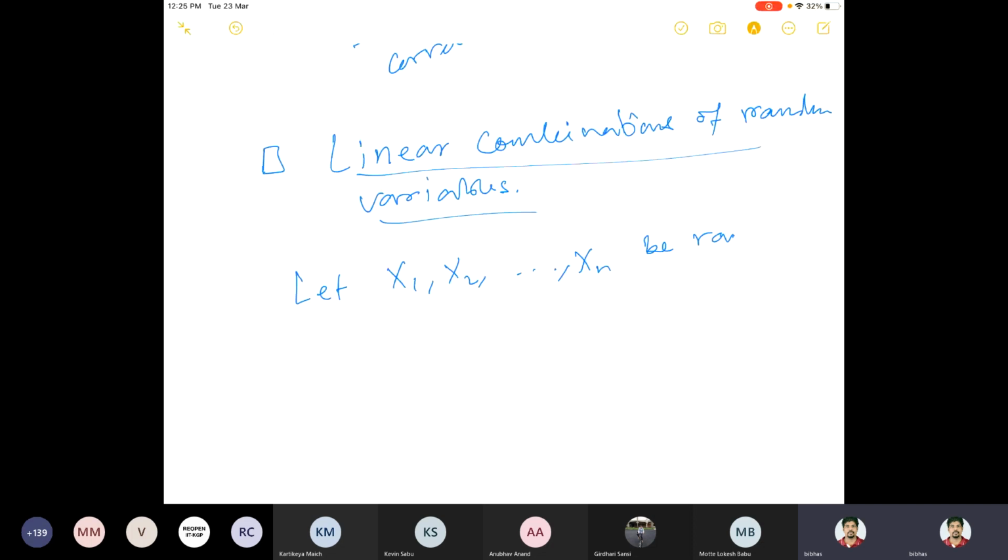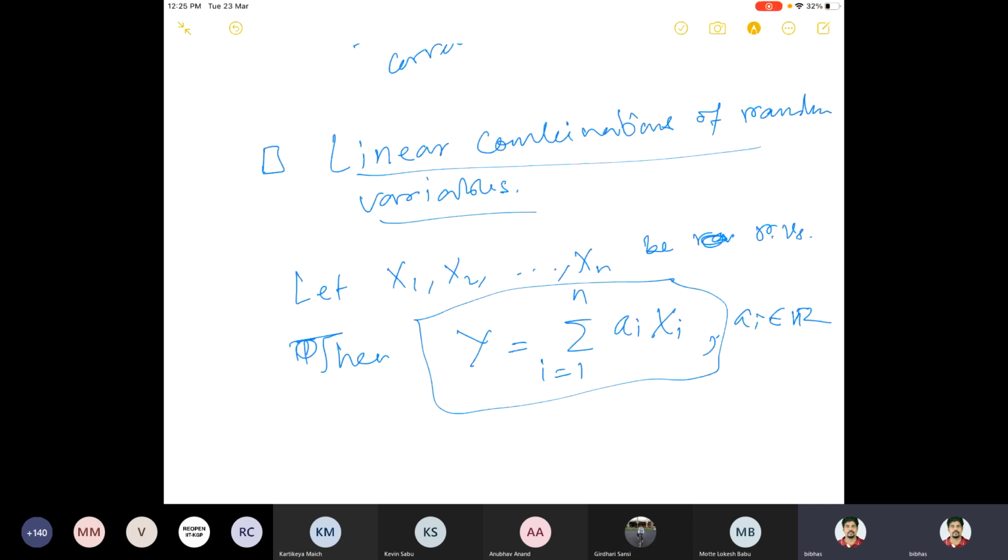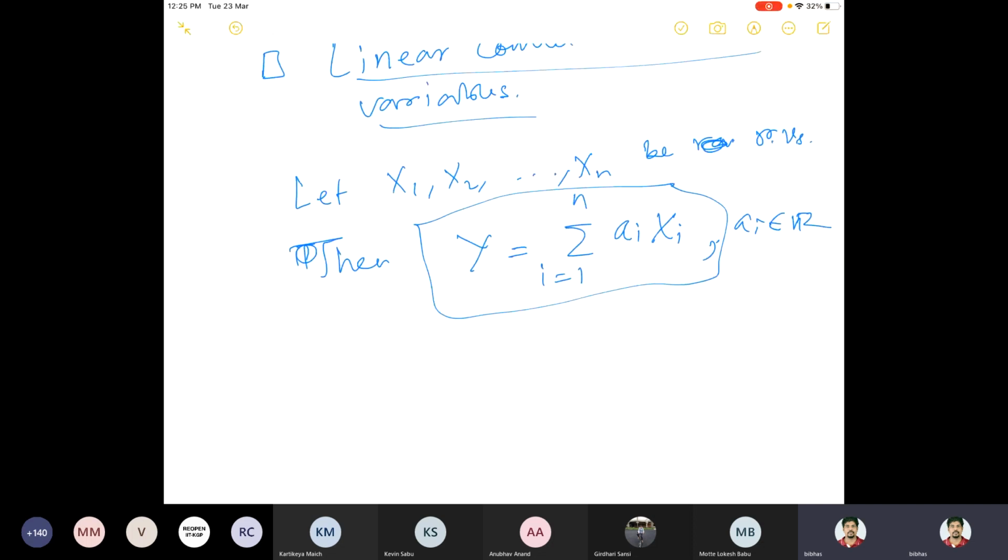Let's say these are all random variables, and then we can define y as the sum of ai xi, with i equal to 1 to n, where ai is some constant, some real number. So this is also a random variable. As I was telling you one day, the set of all random variables forms a vector space over the field of real numbers. That's why a linear combination of random variables is always a random variable.